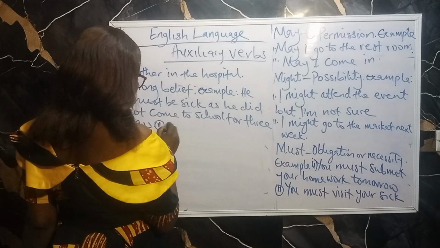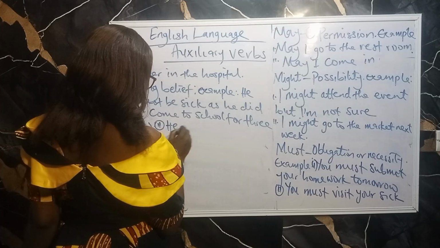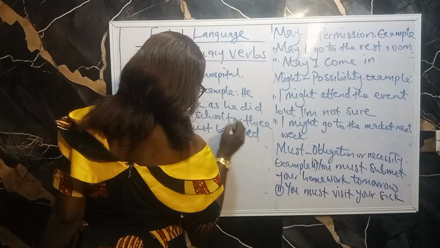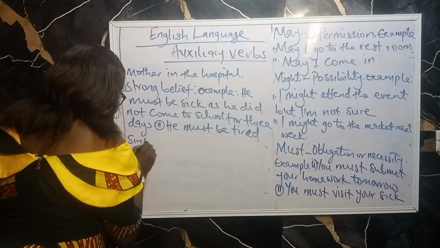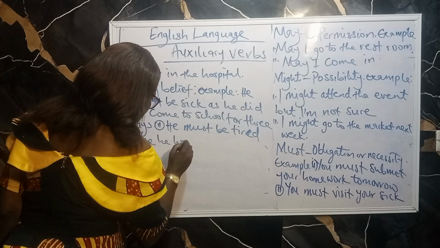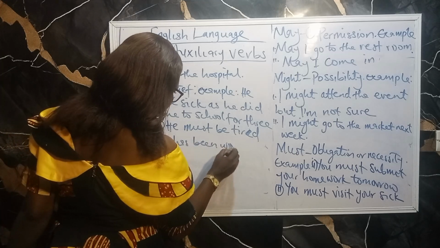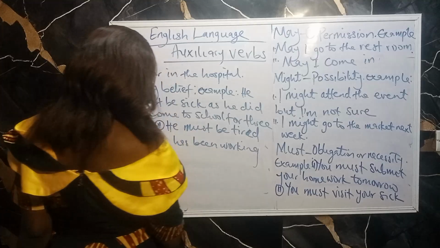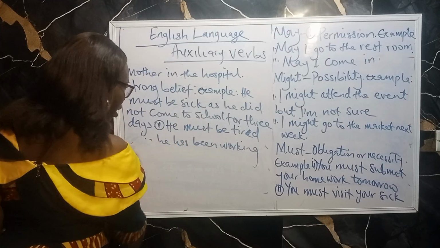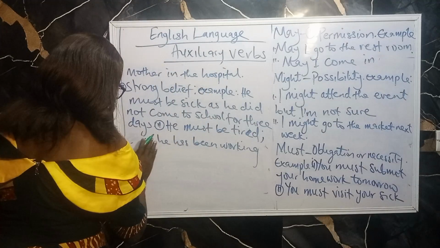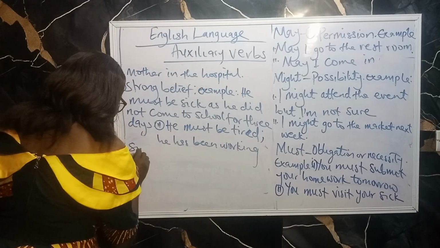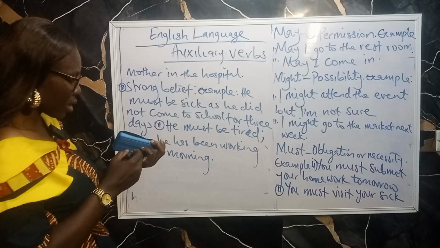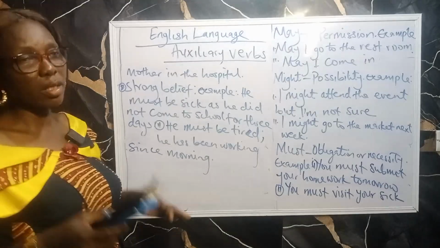The second one, he must be tired since he has been working since morning. He must be tired. Okay, let's use a semicolon. He has been working since morning. So these are the uses of these 5 modal auxiliaries.